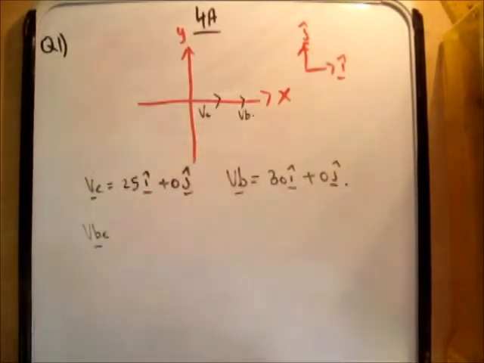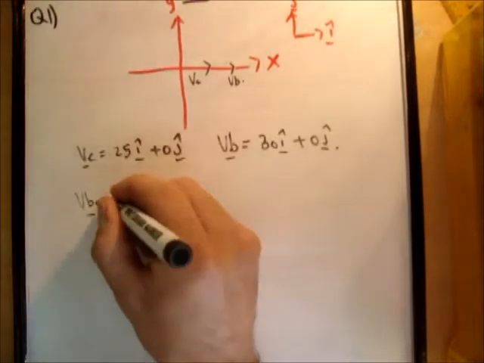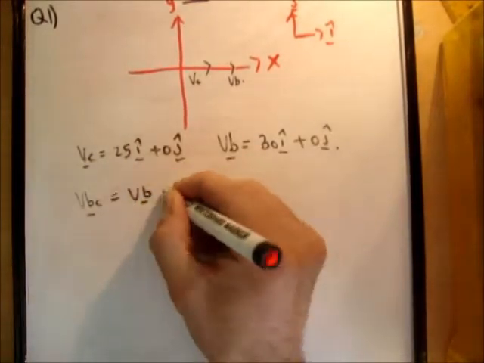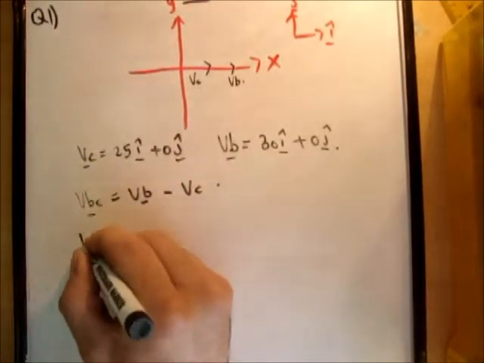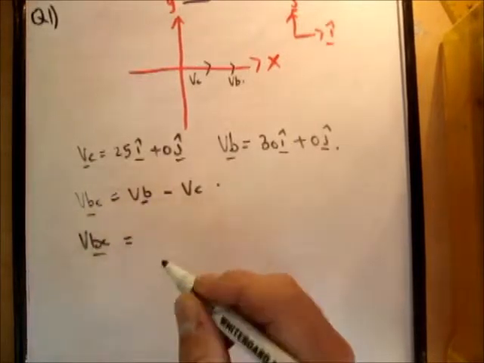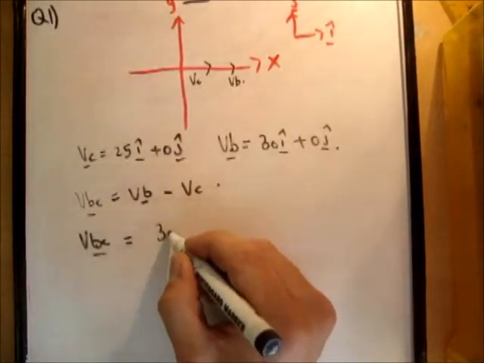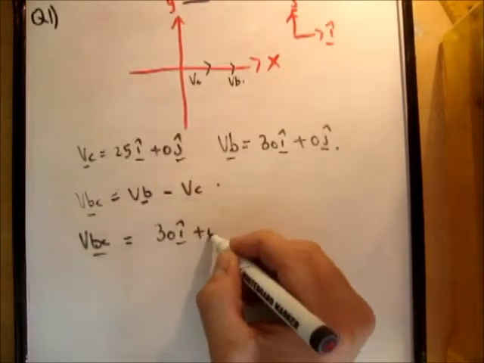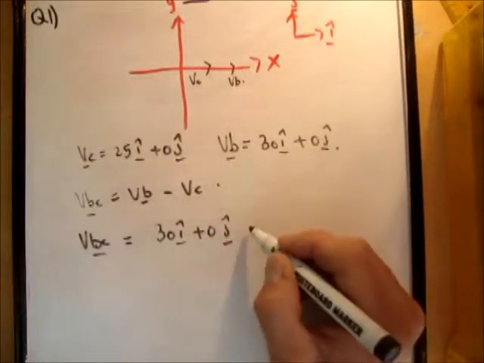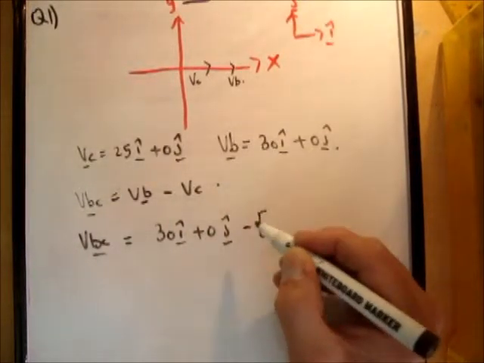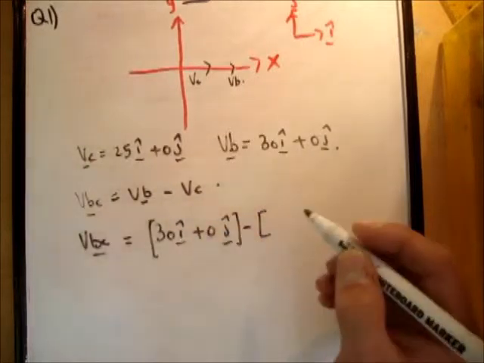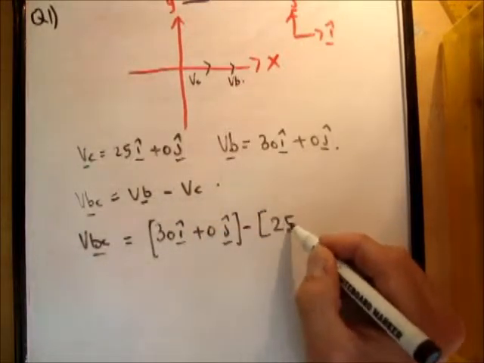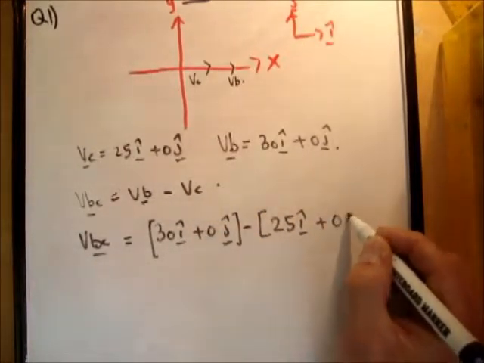They're all vectors, by the way, and it's equal to VB minus VC. So VBC is equal to 30 I hat plus 0 J hat minus 25 I hat plus 0 J hat.